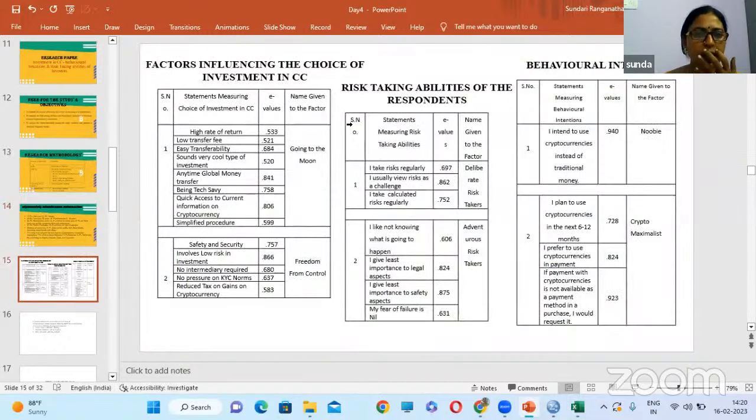And this is about my factor analysis. I have applied exploratory factor analysis to explore the factors that are influencing investment decisions in cryptocurrency. Based on the factor analysis, these two factor groups emerged. I have named them the going to the moon factor and freedom from control.